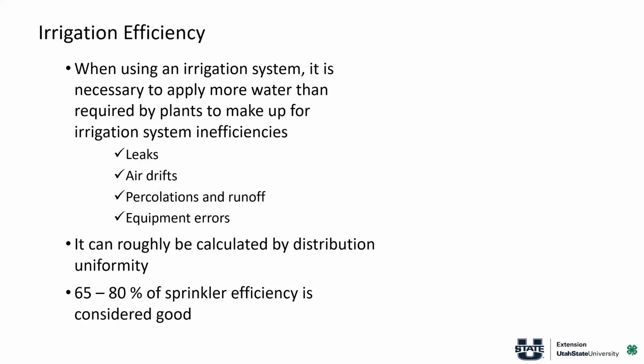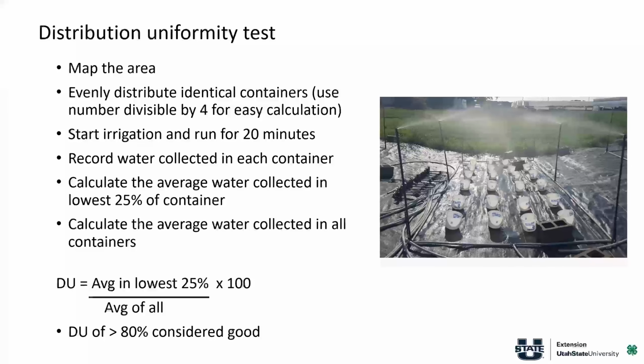There are a lot of ways to deal with inefficiencies. Leaks, air drift, and percolation can be minimized by checking, maintaining, and applying water when there is less rain and less wind. But there's one important consideration that I would like to talk about, which is distribution uniformity. Distribution uniformity will tell us, when we are applying water, whether all the plants in the landscape are receiving similar water, or whether there is a zone that receives more and a zone that receives less.